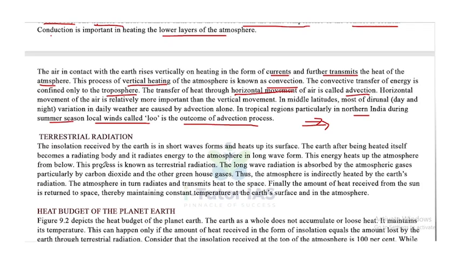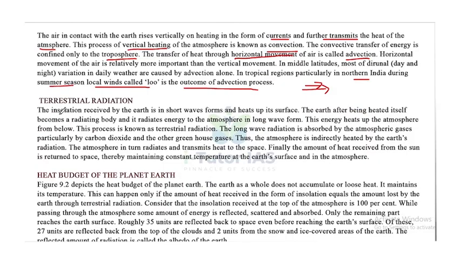Now, terrestrial radiation. The insolation received by the earth is in short wave form and heats up its surface. The earth, after being heated itself, becomes a radiating body, and it radiates energy to the atmosphere in a long wave form. Okay, so the earth receives energy in a short wave, and it radiates back the energy in the form of long waves.